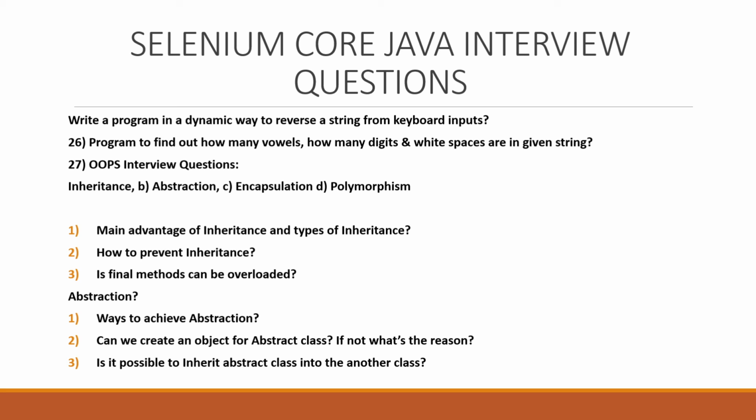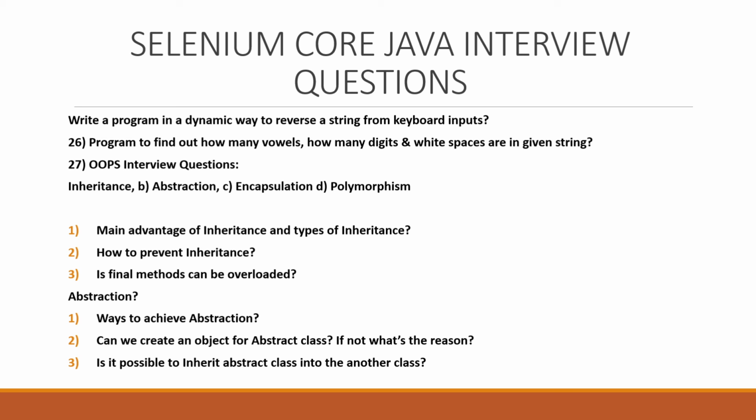And how can we achieve abstraction? With the help of an abstract class and also with the help of an interface. But with an abstract class we are not able to achieve full abstraction, that is 100%, but with the help of interfaces we can easily achieve full abstraction, that is 100% abstraction.